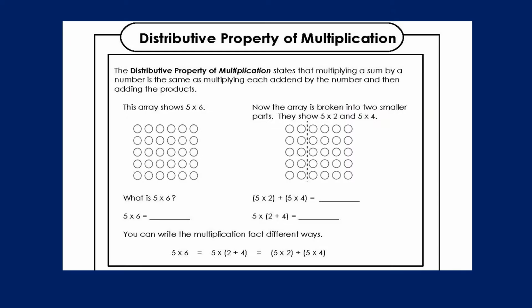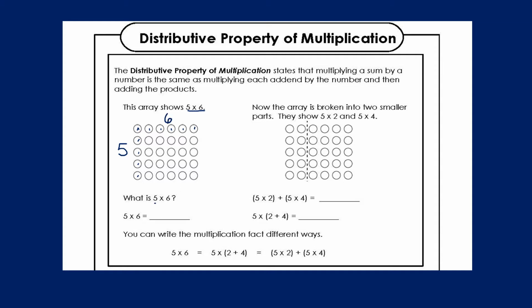Distributive property of multiplication. The distributive property of multiplication states that multiplying a sum by a number is the same as multiplying each addend by the number and then adding the products. This array shows 5 times 6. We have 1, 2, 3, 4, 5 rows, and 1, 2, 3, 4, 5, 6 columns.